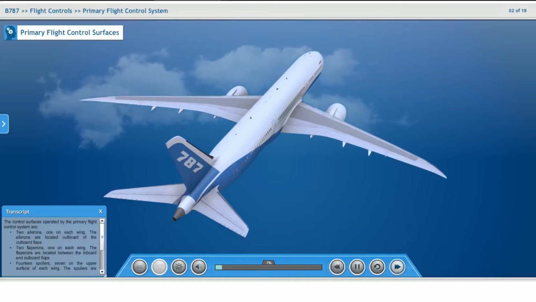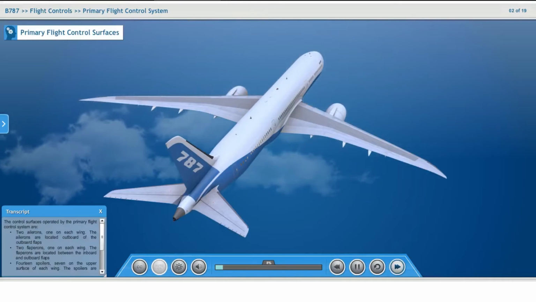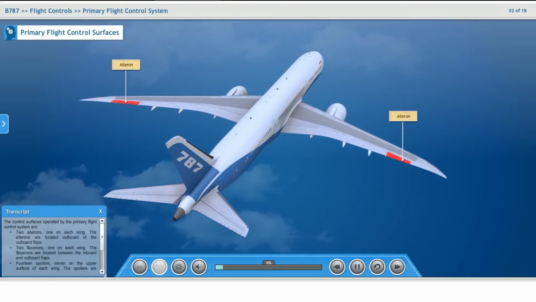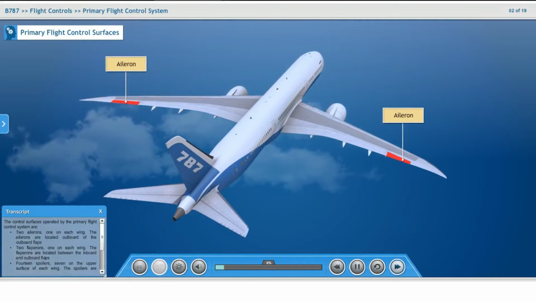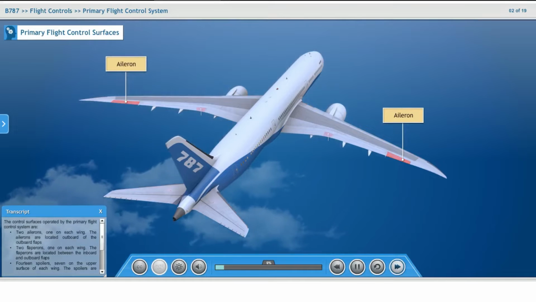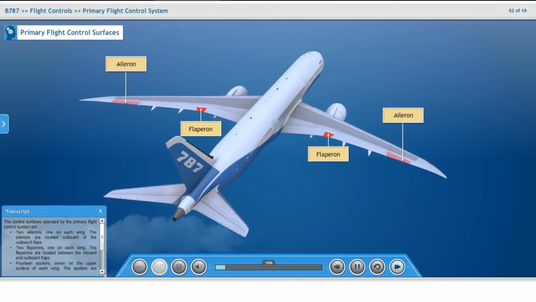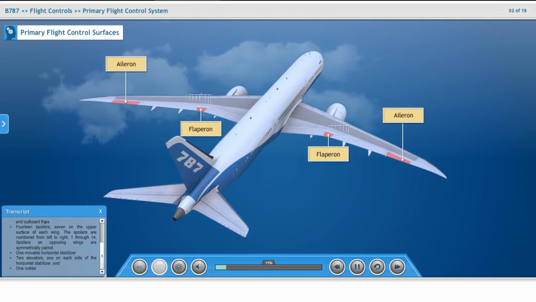The control surfaces operated by the primary flight control system are 2 ailerons, one on each wing. The ailerons are located outboard of the outboard flaps. 2 flaperons, one on each wing. The flaperons are located between the inboard and outboard flaps.